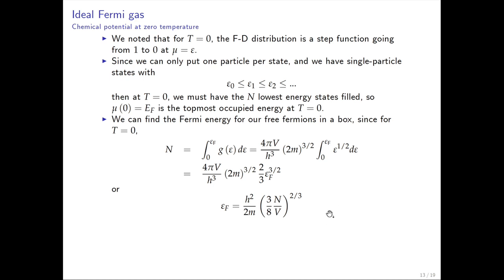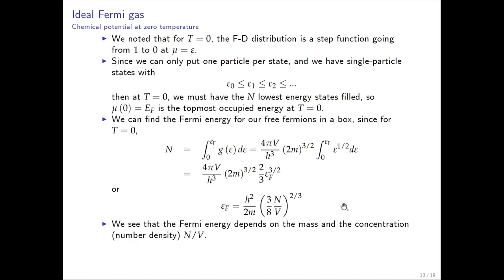And that kind of makes sense if I have particles in a box and I have more there. Of course, the Fermi energy is going to be larger and larger, depending upon it's actually the number of particles per volume. So it's actually the density here that comes into effect, the number density to the 2/3 power. So we see the Fermi energy depends on the mass, of course, and the concentration, or so-called number density. Okay, so now we have the Fermi energy.